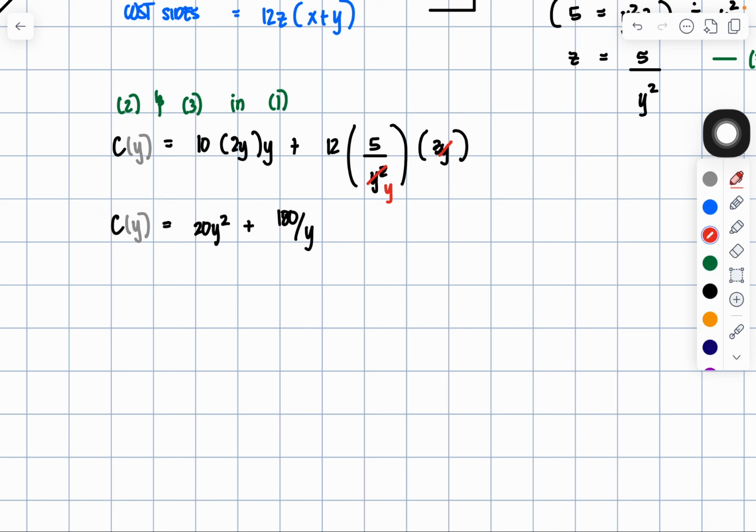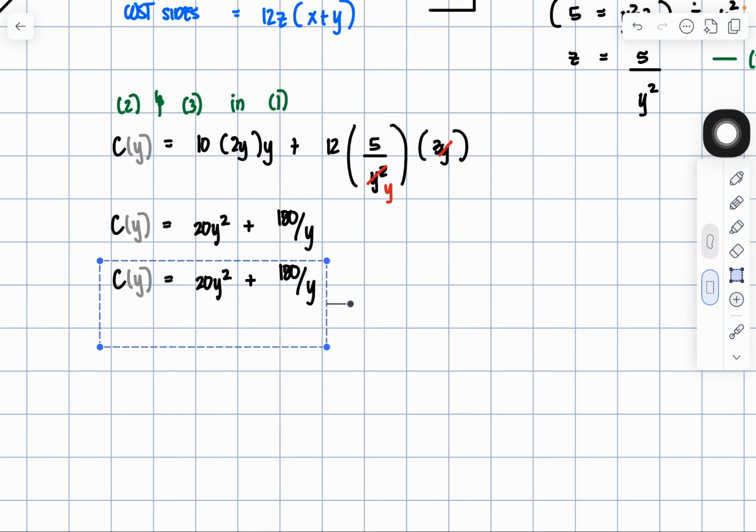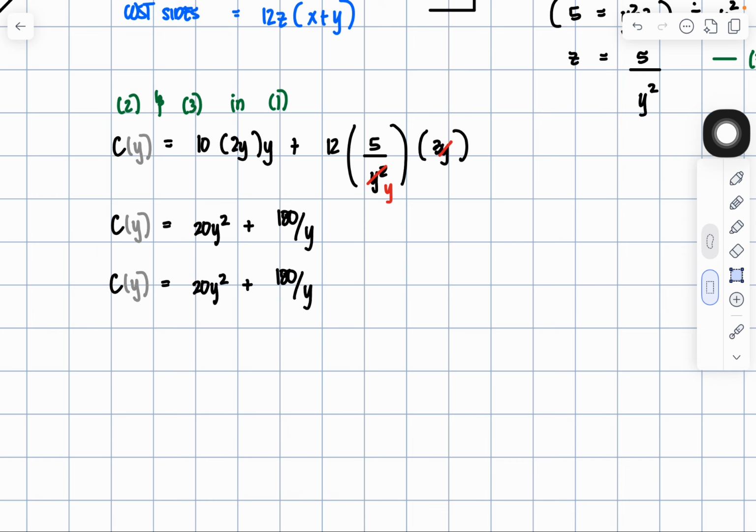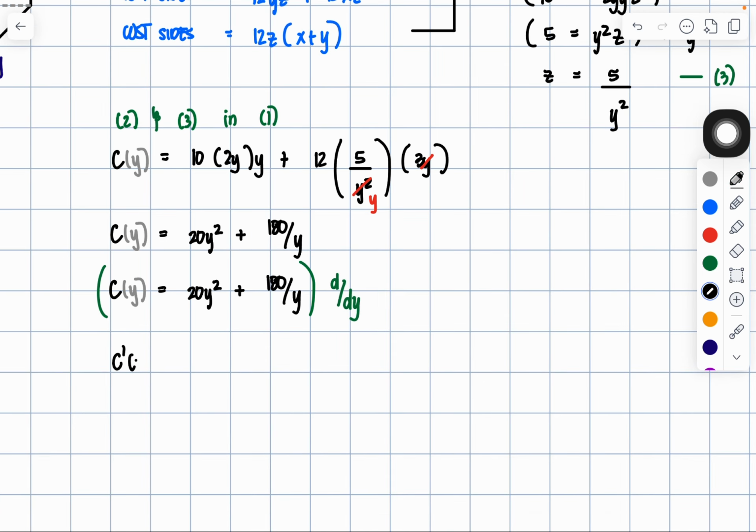Now, this is the one that needs to be optimized, so we could now apply differentiation. Duplicate muna natin ito. Ayan. So, let's apply derivative here. So, we get the derivative of the equation in terms of y. Okay, so ito magiging C prime na yan, no? C prime of y. For the first term, this is simply 20. Derivative ni y squared, you have 2y. Plus, ito naman, 180. Ito, kung tataas ko yan, magiging y raised to negative 1 yan.